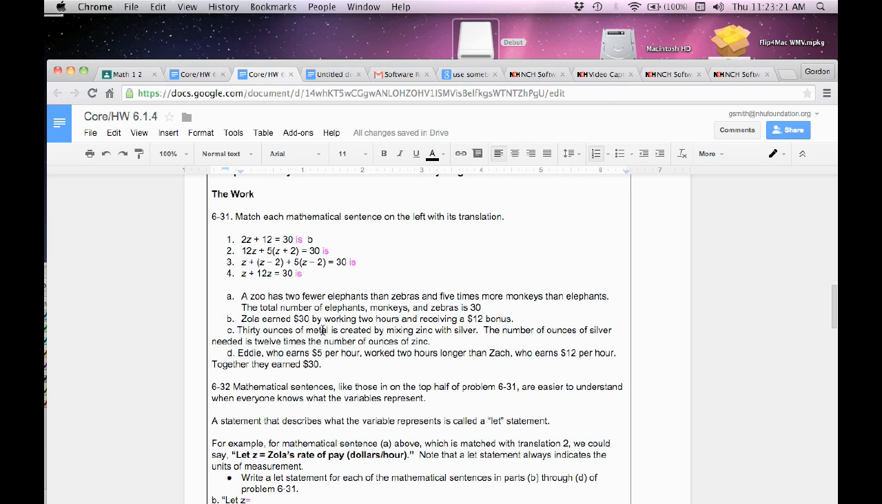C, 30 ounces of metal is created by mixing zinc with silver. The number of ounces of silver needed is 12 times the number of ounces of zinc. So that sounds good, because the silver is 12 times the number of ounces of zinc. So that sounds a lot like 2, but let's be sure.